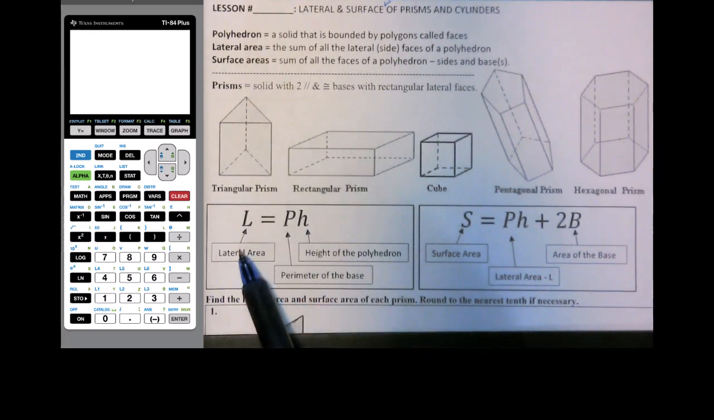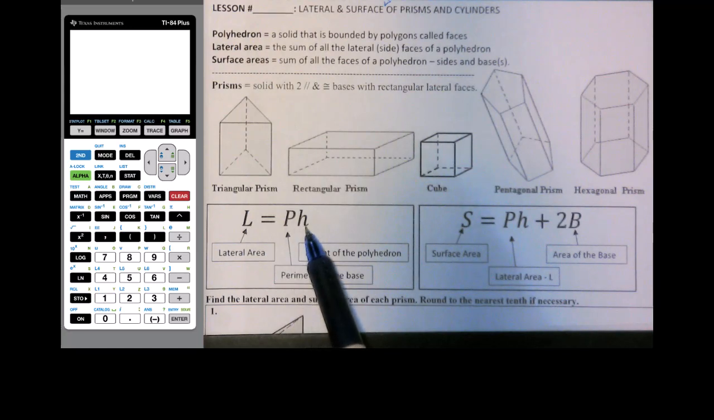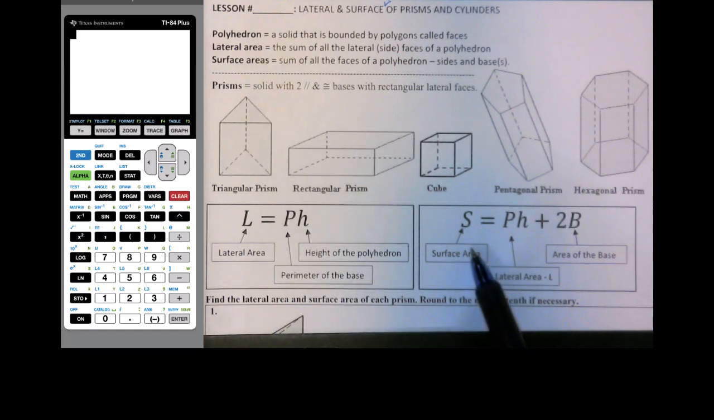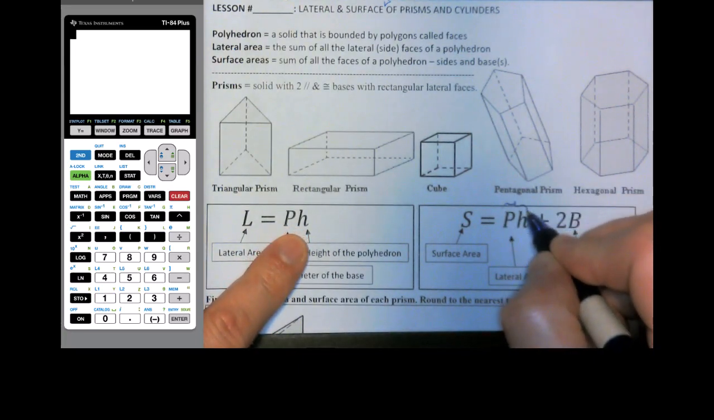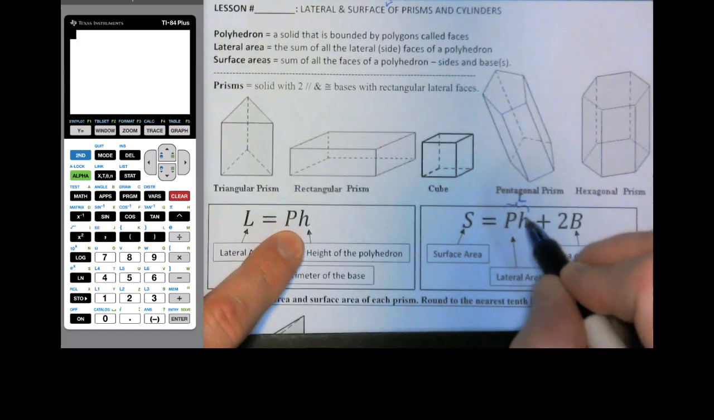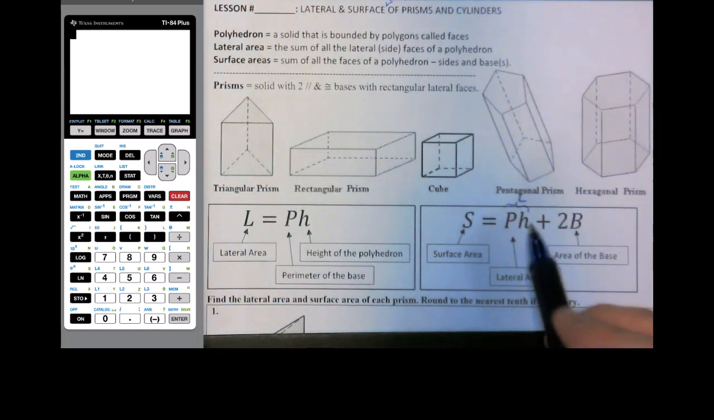Okay, let's go on to the formulas. We have two formulas that we need to know how to use. The first one is L equals P times H, where L represents the lateral area, P represents the perimeter of the base, and H the height of the polyhedron. Then we have S, which is surface area, equals perimeter times height. And if you notice right there, that's pretty much the lateral area. So just know that once you find the lateral area, you already have part of your surface area.